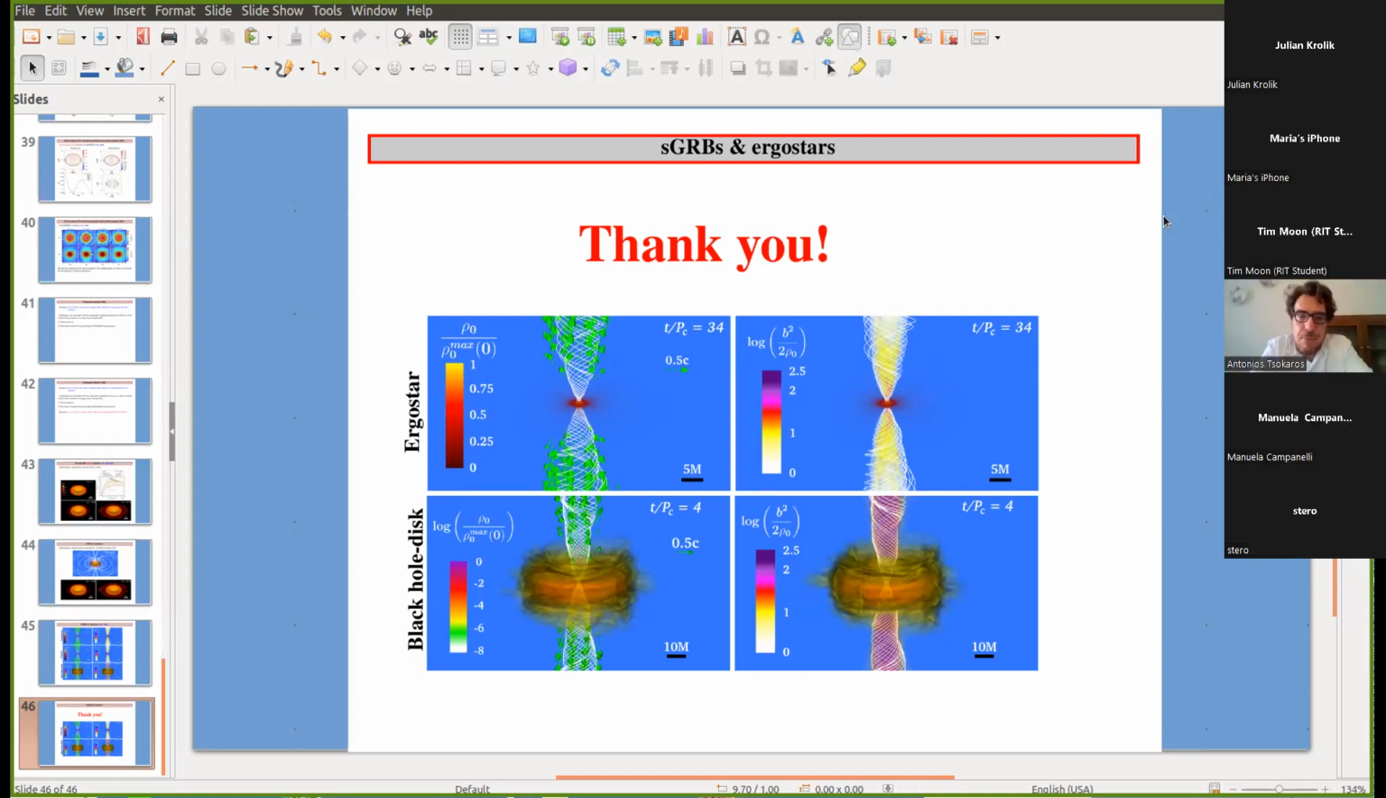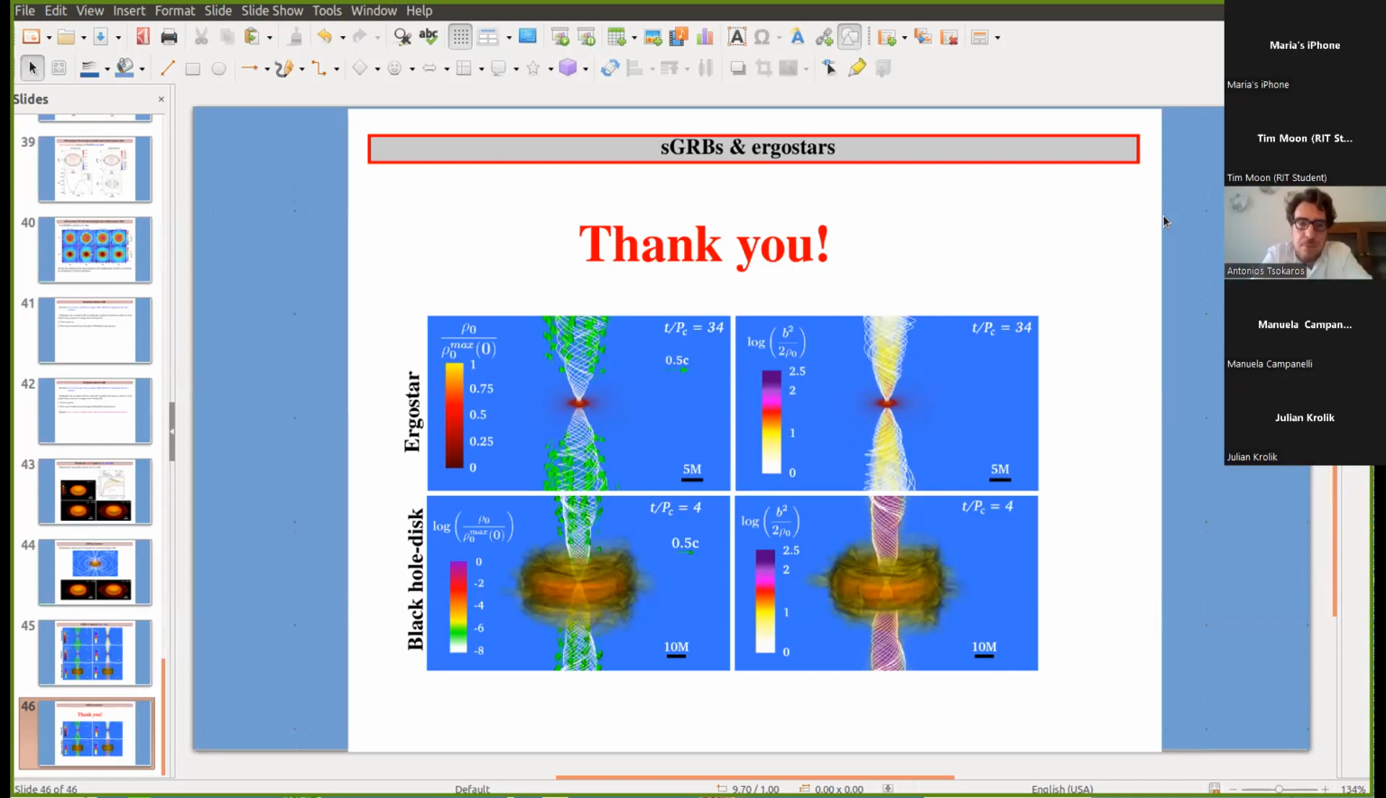Okay, so I see Maria. Yes, I have a question. I know that some other groups, like Valenzuela's group, don't see any kind of influence of the initial magnetic field after the collision, because of the scrambling of the magnetic field during the collision.